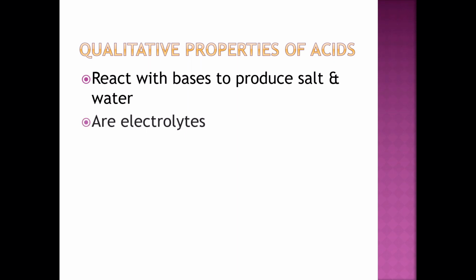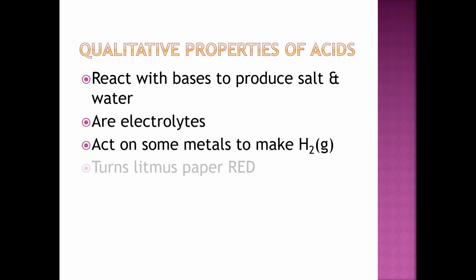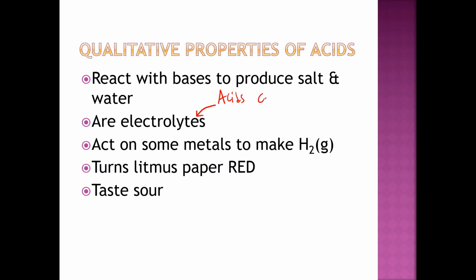First, acids will react with bases to produce salt and water. So that's one easy way to tell. If you throw a base on it and it reacts and creates water, it's probably an acid. Acids are electrolytes. This is partly because acids release hydrogen ions, H plus, in water. So when they release hydrogen ions, that immediately creates an electrolytic solution because you've got ions in the solution.